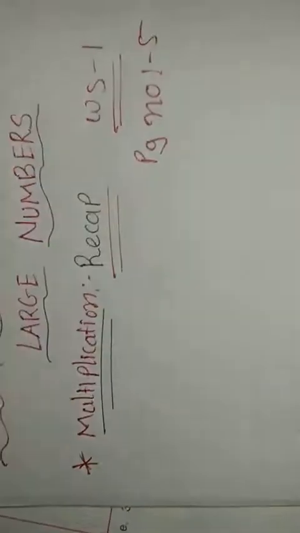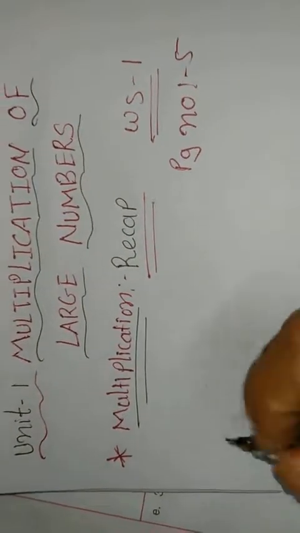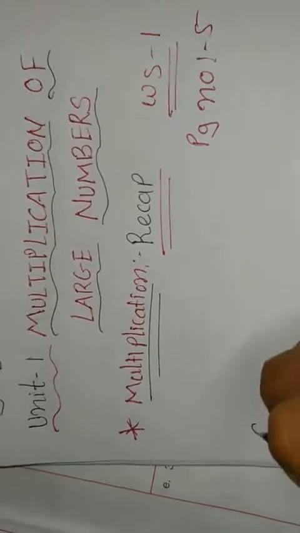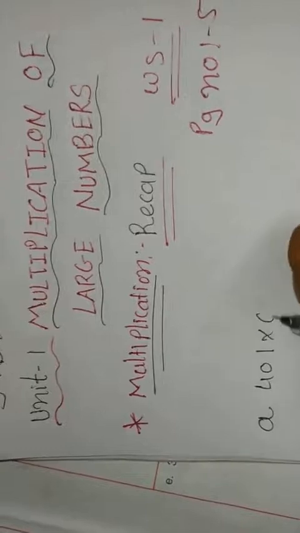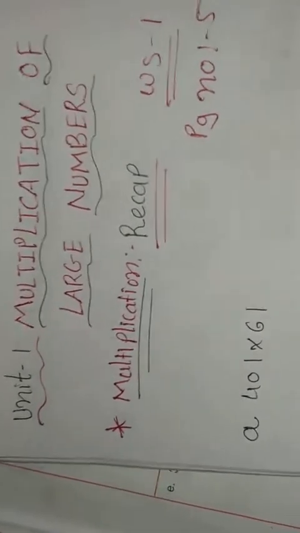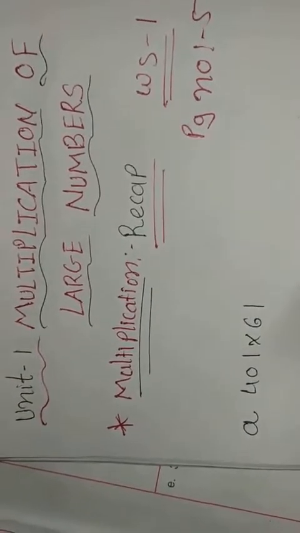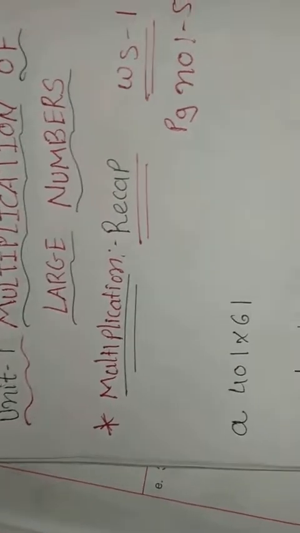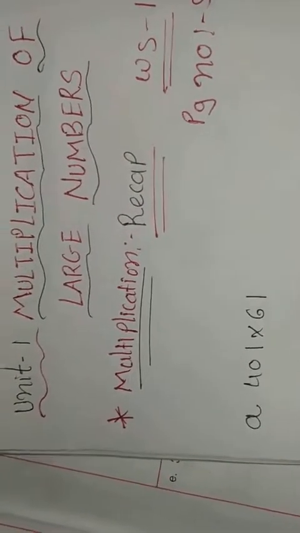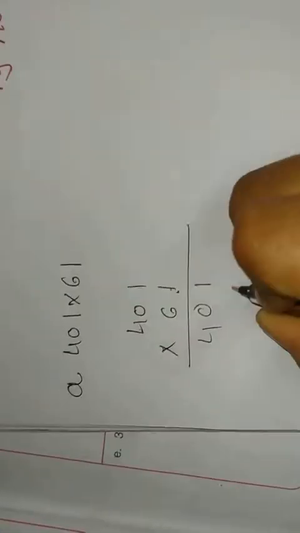So we'll start the multiplication sums. Solve the following multiplication sums. The first sum is 401 into 61. We have to write 401 multiply by 61. 1 ones are 1, 1 zeros are 0, 1 fours are 4. We have to put a cross here.